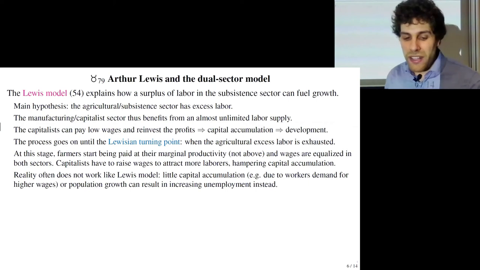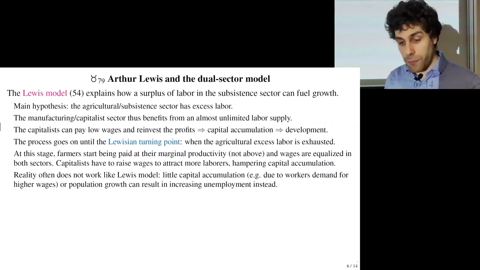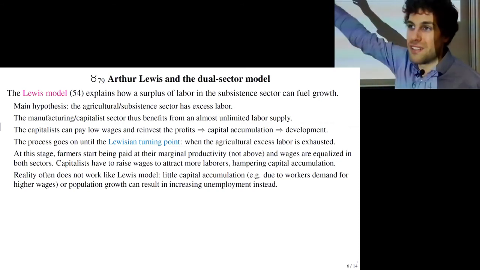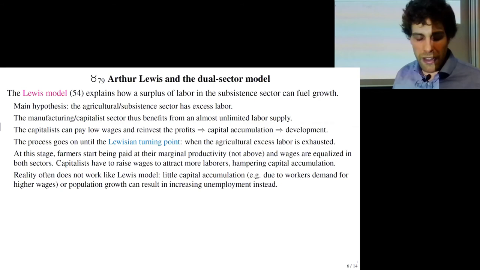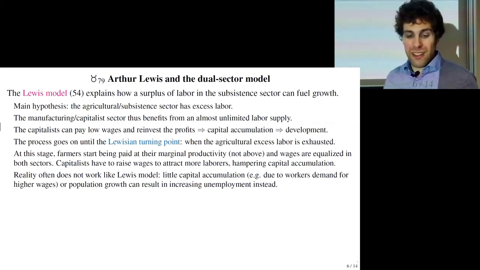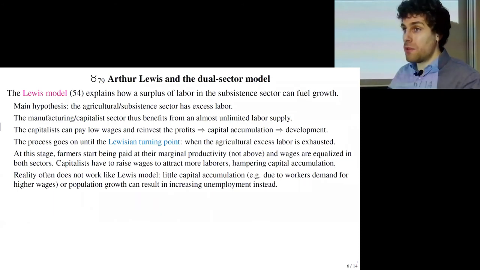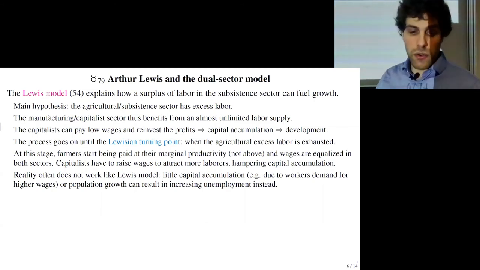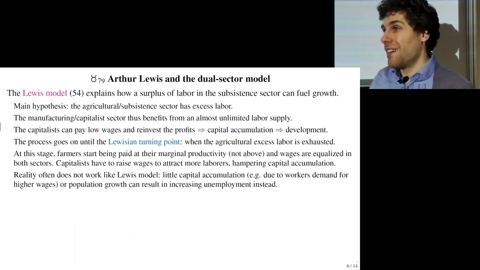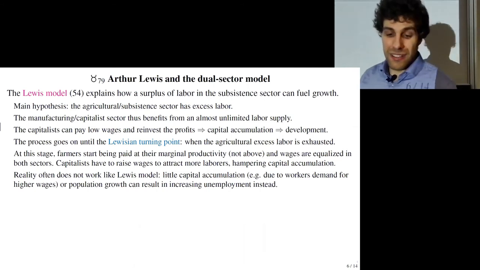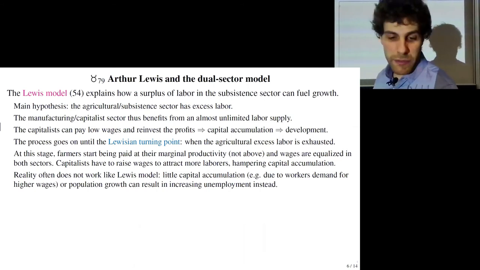So the reality often doesn't work like the Lewis model. As I said, capital accumulation need not be a natural consequence of what precedes. And another issue is that population growth can result in increasing unemployment instead of increasing manufacturing production. So if the population grows more rapidly than the manufacturing sector, then the engine of growth is broken.